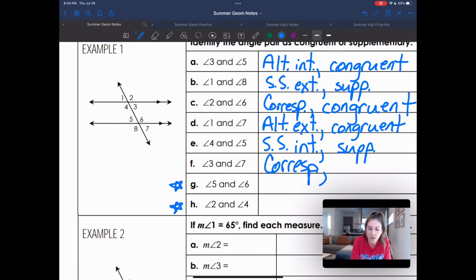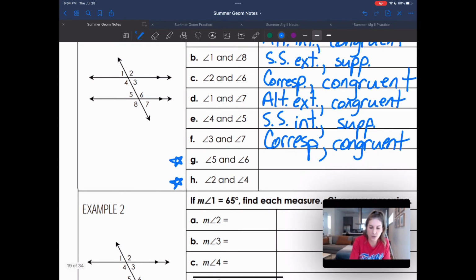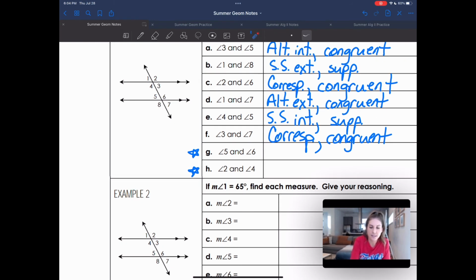Corresponding, which means they are congruent. Okay, and we've made it to a couple of our weird ones here. Let's take a look. We've got angle 5 and angle 6. Now, if you locate where those are, 5 and 6, they're right next to each other.